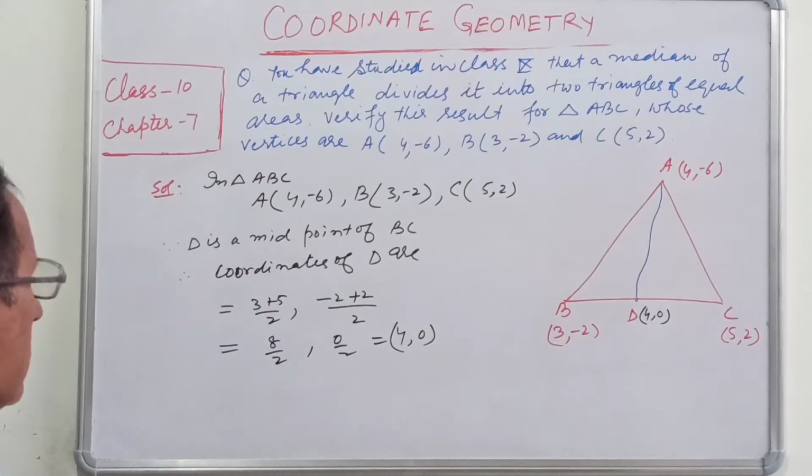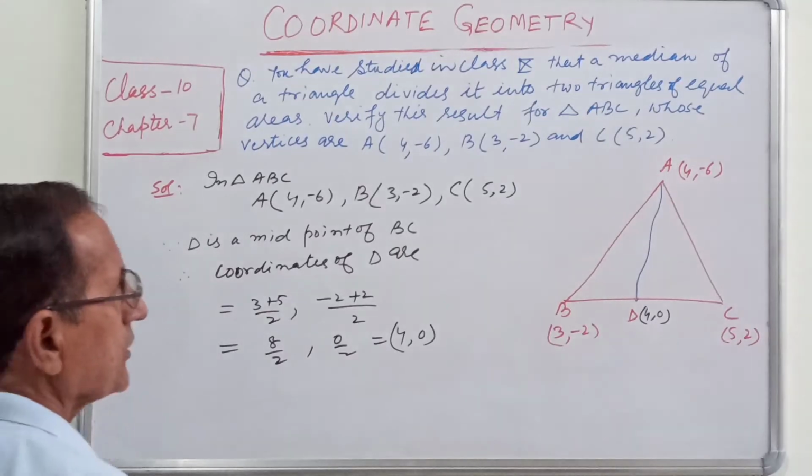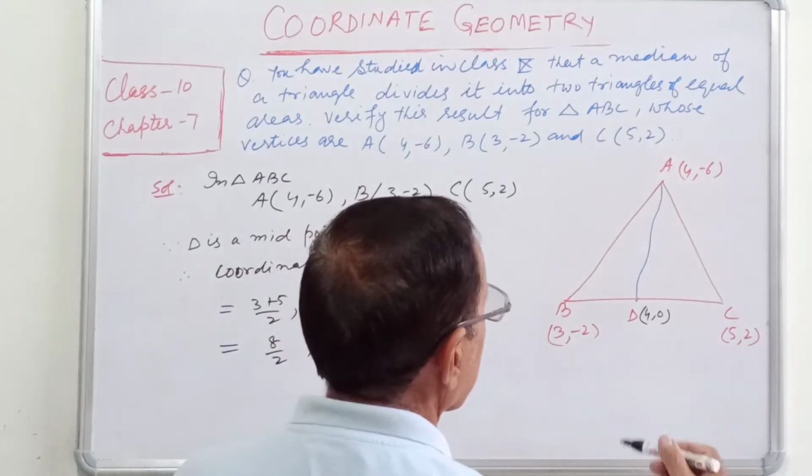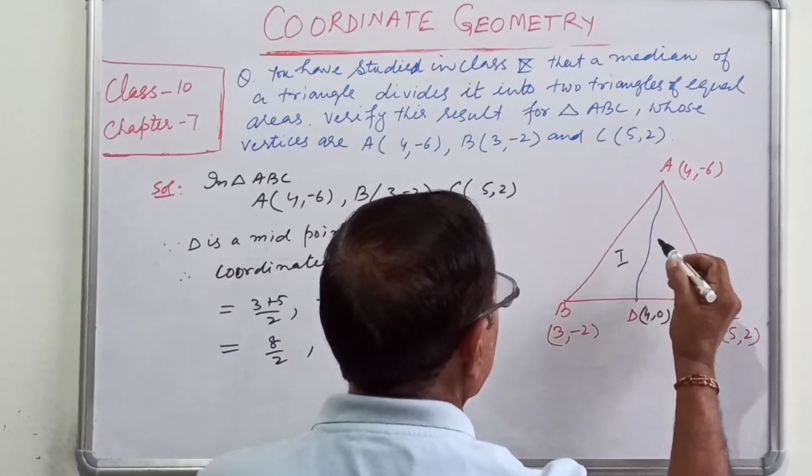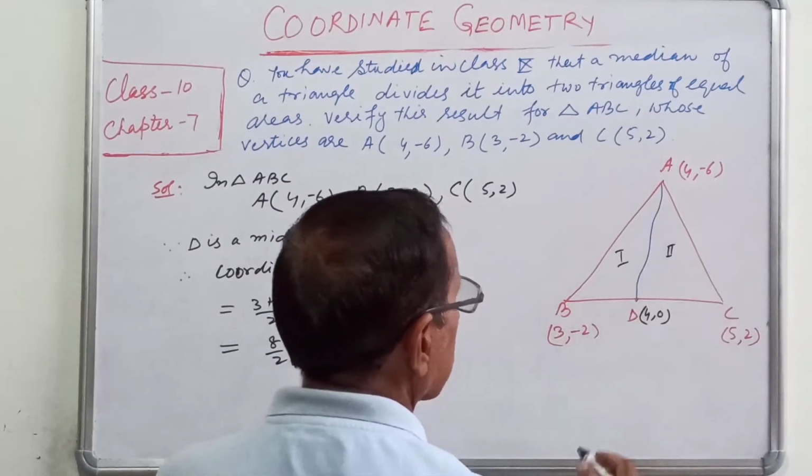Now we have to find the area of these two triangles, triangle ABD and triangle ACD.